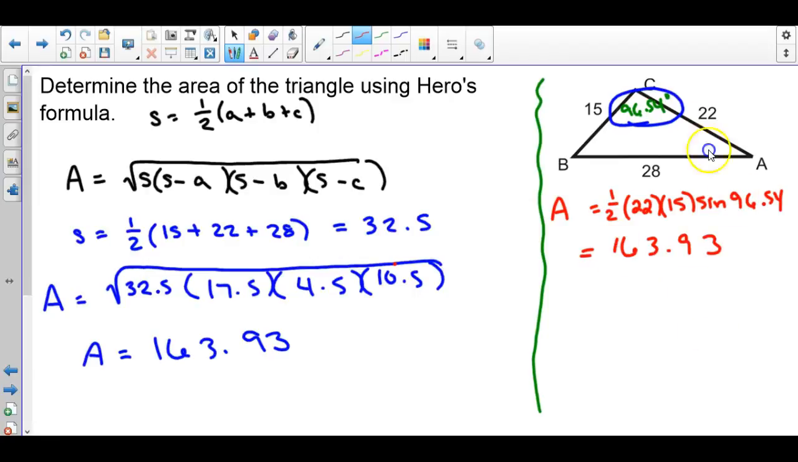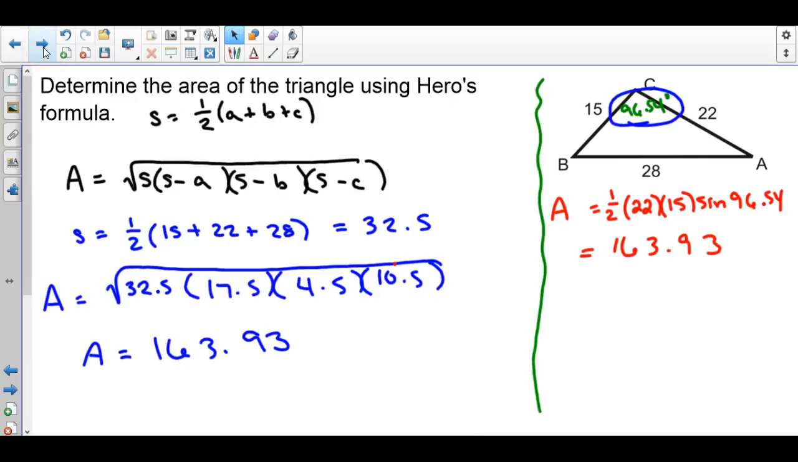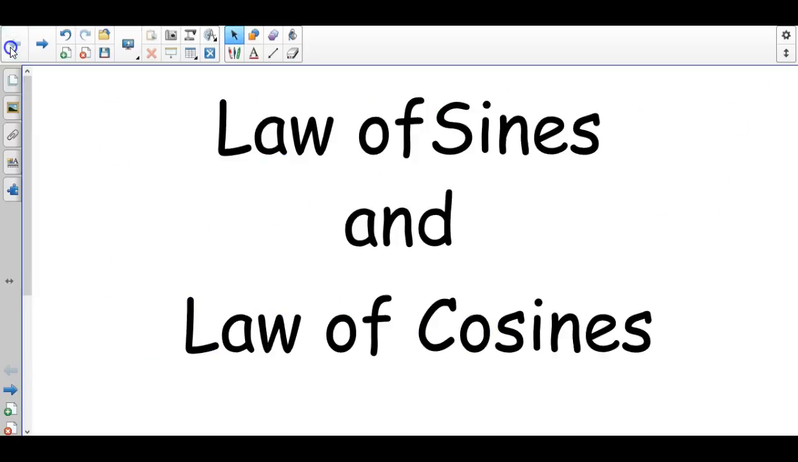Again, the one on the right looks like less work now, but that's because, again, we already solved for angle C by using the law of cosines, which is what we did in this last problem, basically on this whole left side here. So I think Hero's formula would probably be a little bit less work, but again, that is entirely up to you. So again, law of sines and cosines, basically things that you can use when we do not have right triangles.